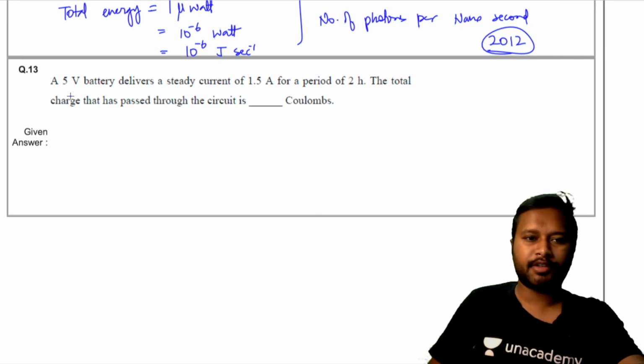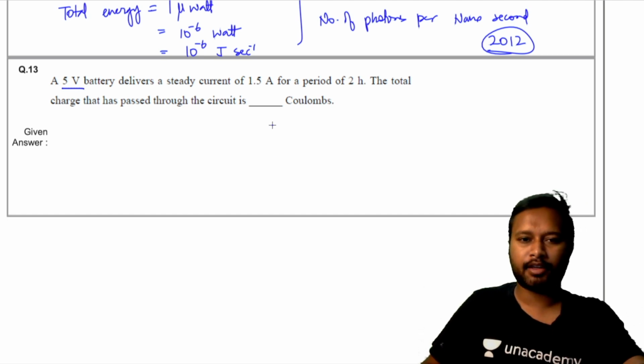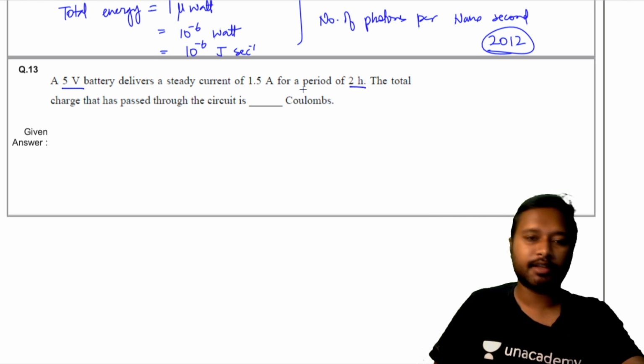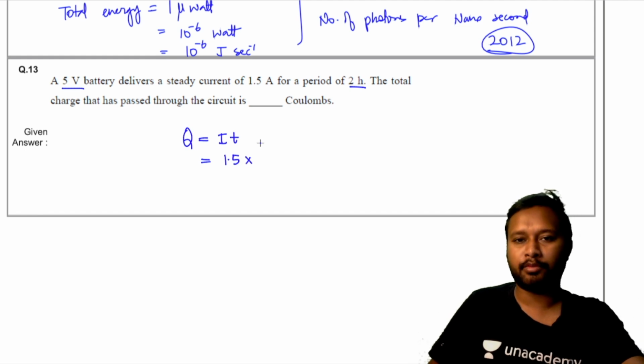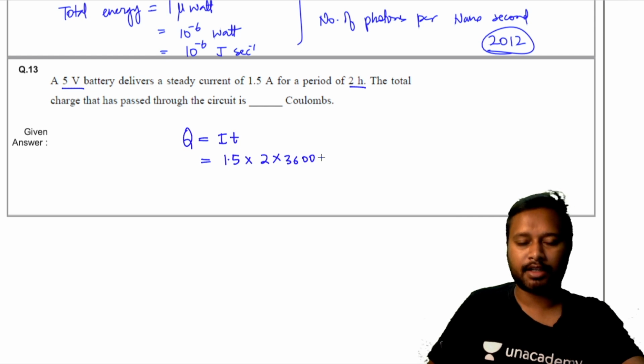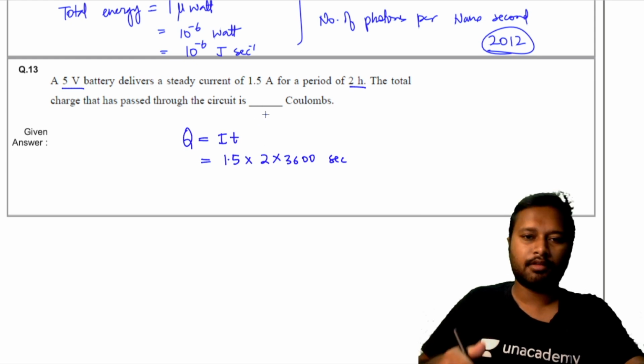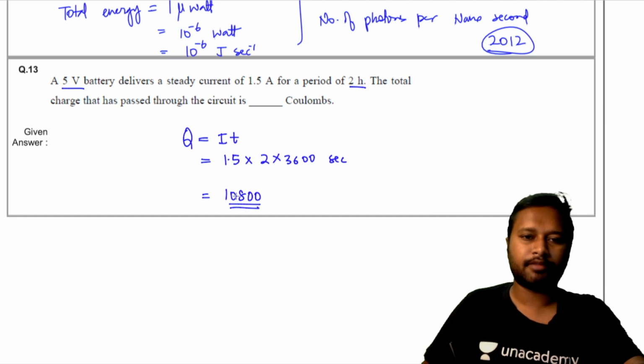Talking about this particular question, it says that a 5-volt battery delivers a steady current of 1.5 ampere for a period of 2 hours. The total charge that has passed through the circuit is in coulomb. Now for this we will use Q is equal to IT. This is the formula which we are going to use. So I is given as 1.5 ampere, and time should be in seconds. So 2 hours, that means in 1 hour we have 3600 seconds. Multiply that and you will get your answer in coulombs. So the answer is going to be 10800 coulombs.